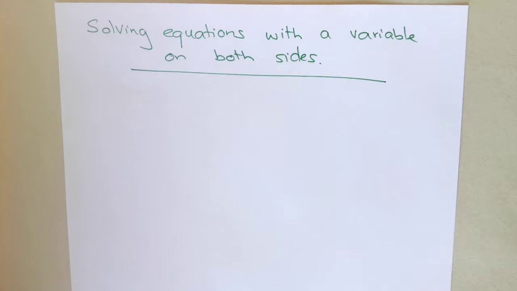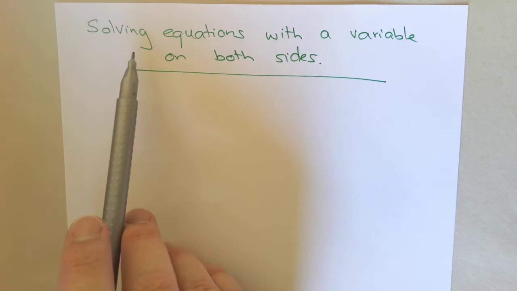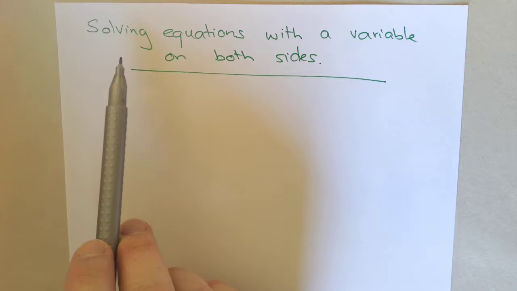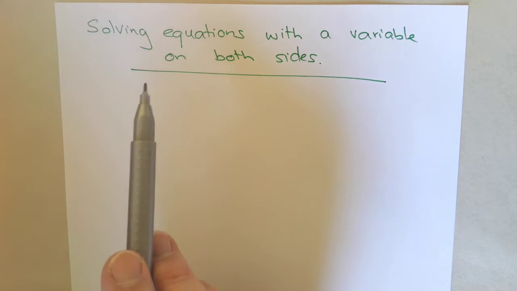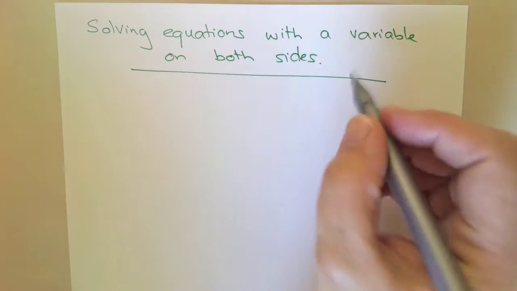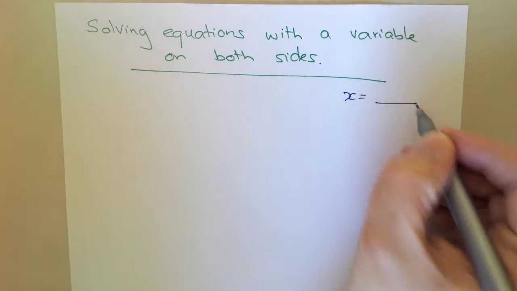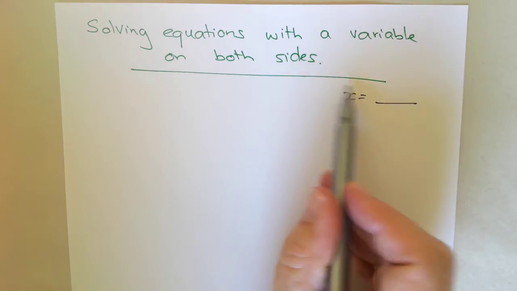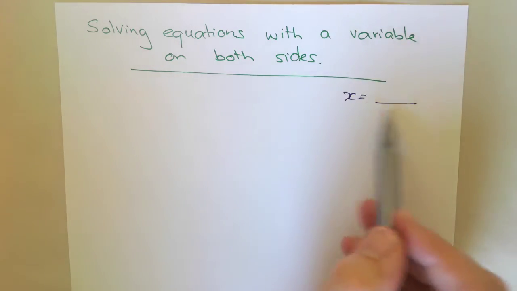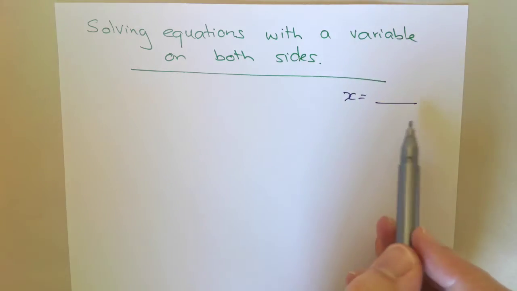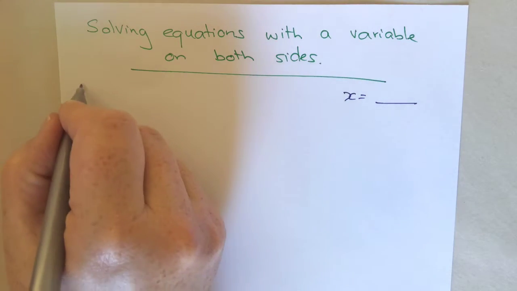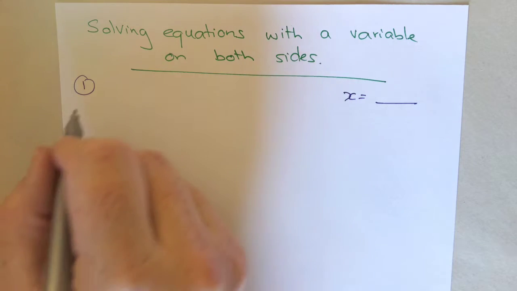We want to now have a look at how we solve equations when you've got variables on both sides of the equations. So the key thing is that we always want to end up with an answer, x equals stuff. So we want to be able to collect all the x's on one side and all the numbers on the other. So that's our goal when we're solving. So let's have a look at our first example.